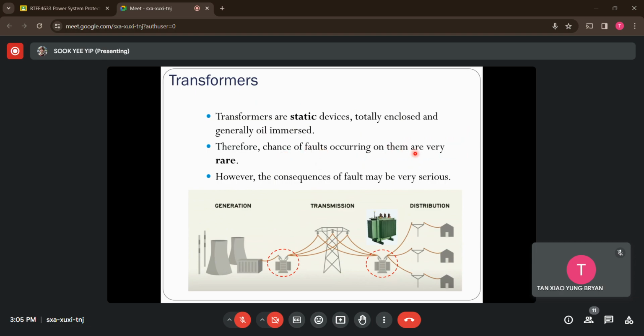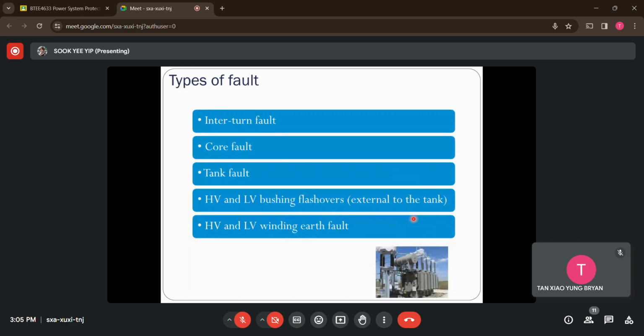But we should not neglect to have the protection scheme implemented for the transformer. Why? Because the consequences of a transformer fault might be very serious. For example, causing a major breakdown in the power system, like no electricity, and it can also incur high costs for repairs. Let's say there's a component on fire. All right, so now let's see what are the general faults that can be suffered by the transformer.